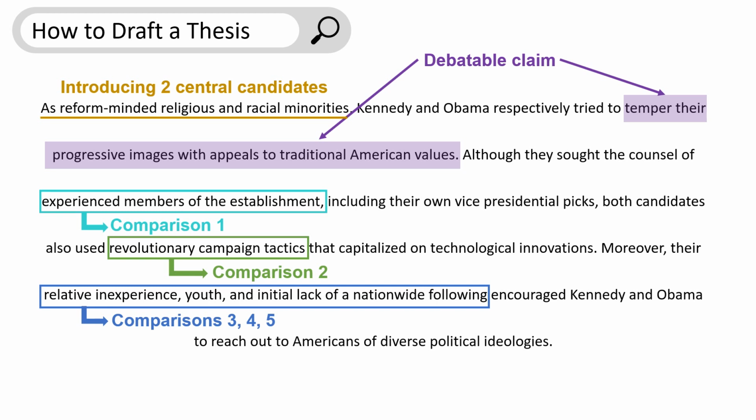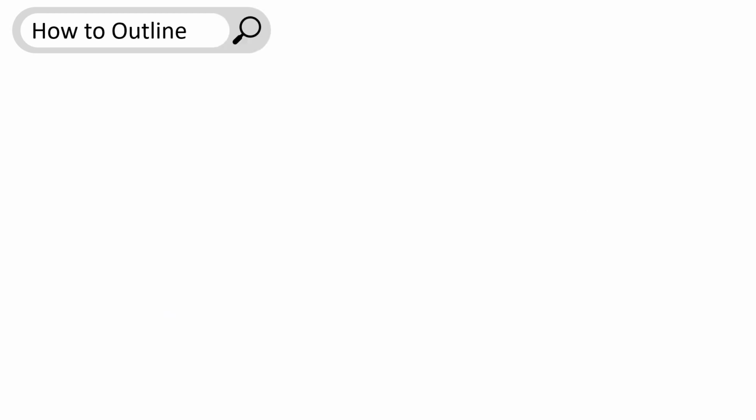And after stating all of these comparisons side by side, I wanted to explain the importance, the so what, or the consequence of these similarities. And my ultimate conclusion was that these similarities allowed both candidates to reach out to Americans of diverse political ideologies. Once we've drafted our thesis, it's time to outline.